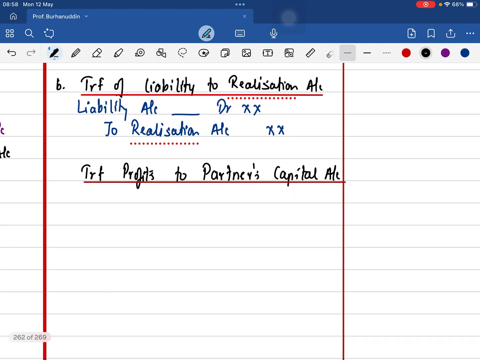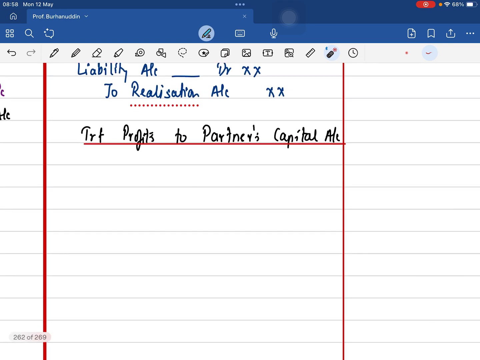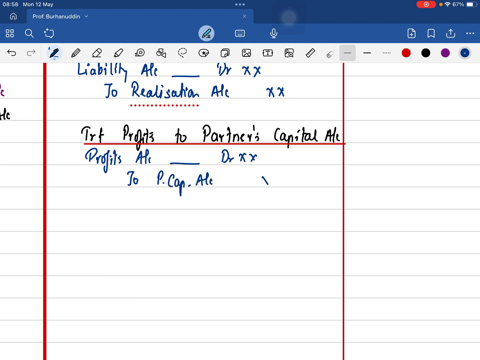Sure? Acha, have a look at this. When you give the profits, you credit the partners. When you give the loss, you debit the partners, as we did over here. So for the loss, the entry is partner's capital account debit to asset. So for the profits, it has to be the opposite. That is, profits account debit to what? Partner's capital. Partner 1 capital account. I'm writing a little shortcut. So partner 2 capital account.